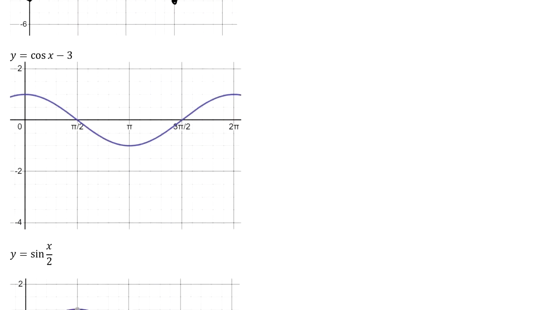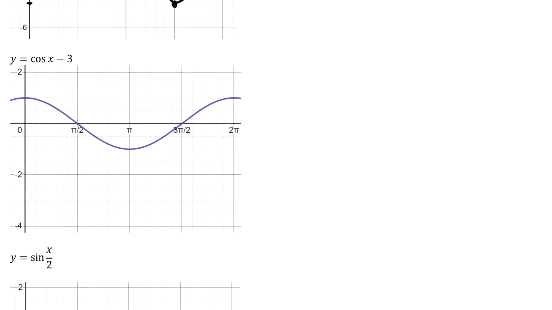Next, we have y equals cos x minus 3. The minus 3 is in the c position, which means it is a vertical translation, which means we need to move the original cos x, which you can see in purple, down 3 positions. So its new center is at negative 3, which is here. So our transformed function is as shown.